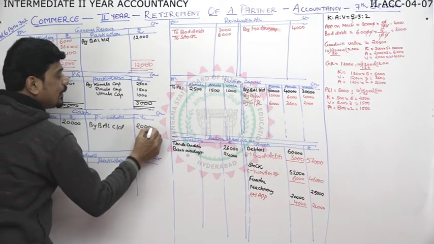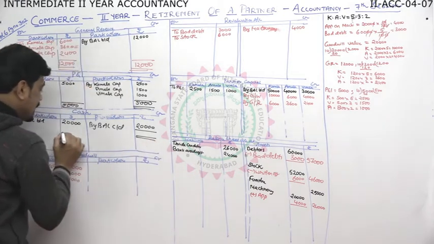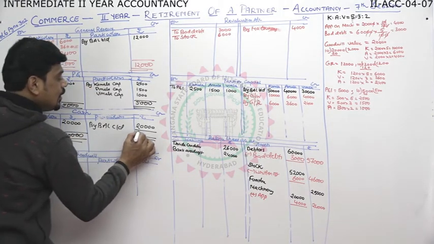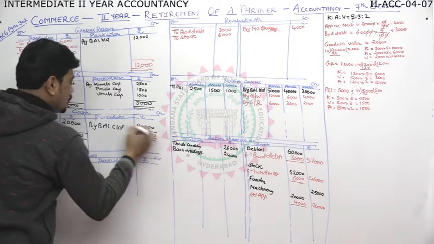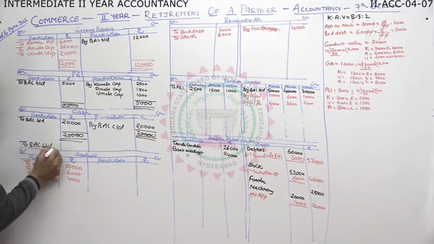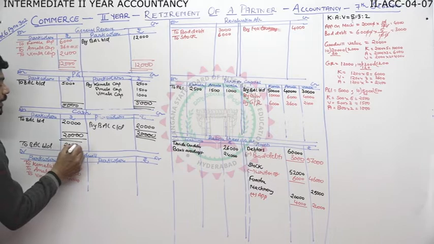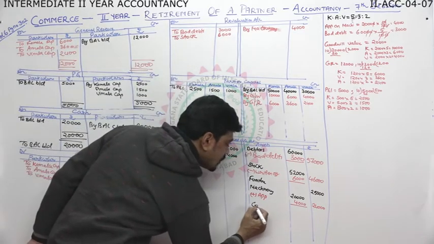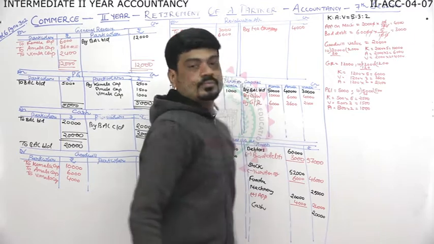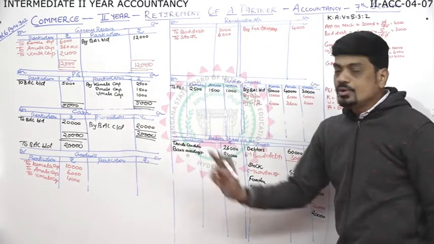Even if you are not preparing, doesn't matter. But sometimes they'll give the information of payment. So better we'll follow the rule. So bring down to balance brought down 20,000. So cash. We are not paying any amount to the retiring partner now. So cash out. Then goodwill.